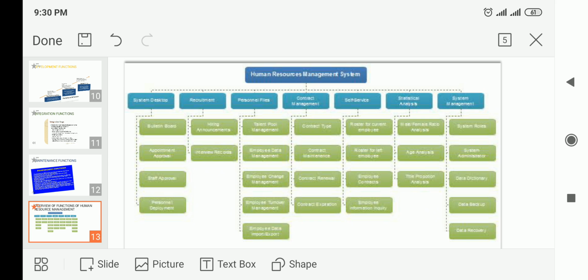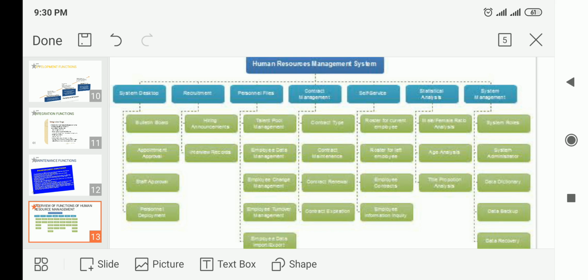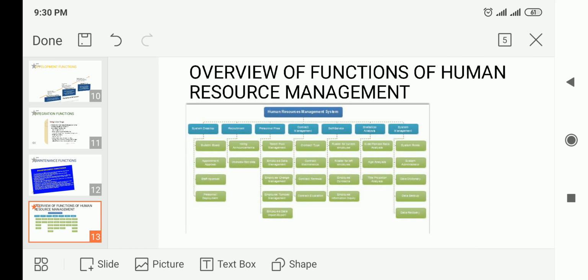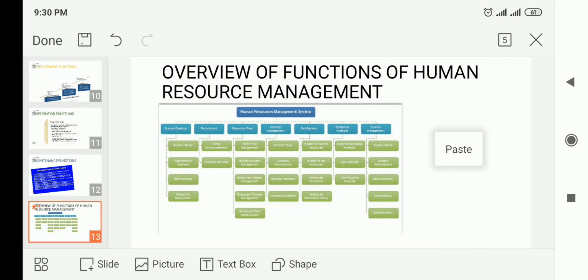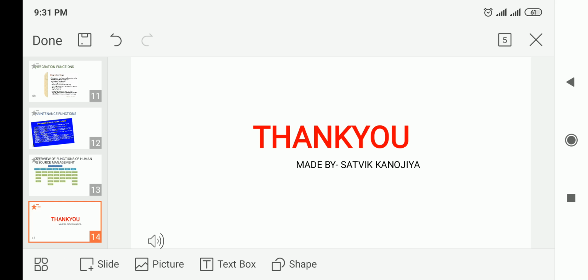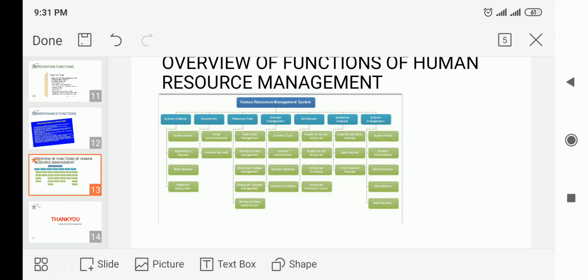How many of you cannot see? I'm increasing the size. Recruitment we have. Then we have the personnel files. We have the contract. We have so many different sides of analysis. Have I made myself clear? So this type of diagram is there in the book. You kindly study from your book. HRM diagram. Could you see? Yes.